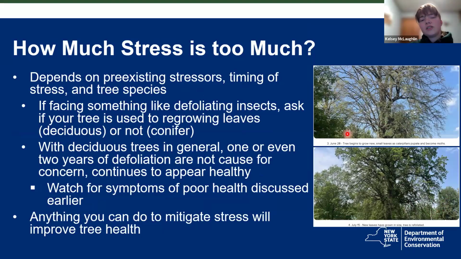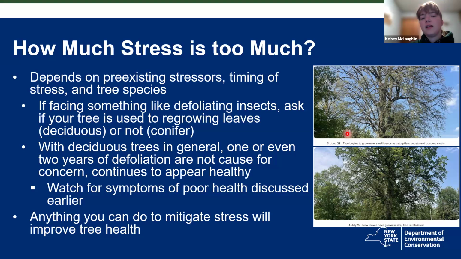So kind of the golden question is, how much stress is too much, right? That's what we all want to know. And it depends. It depends on the pre-existing stressors that tree has faced. It depends on when the stress occurs. Trees have an easier time bouncing back from stresses later in the season because they've already gathered the sugars they need for the year. And it also depends on the tree species.